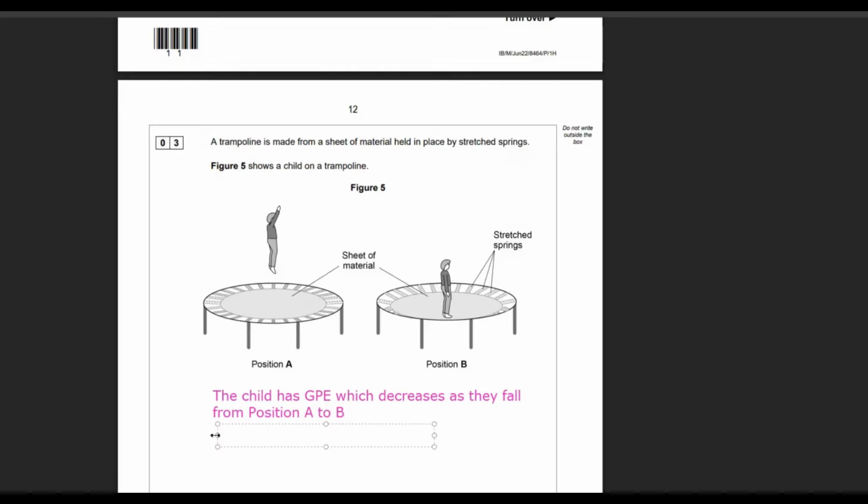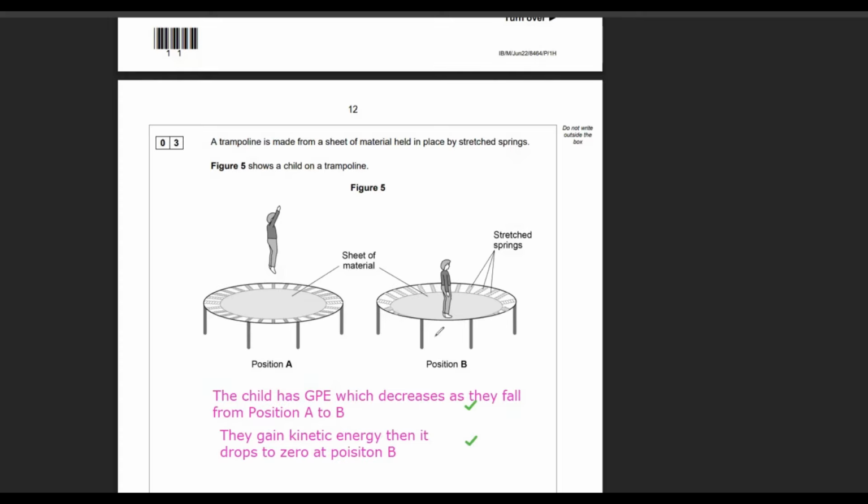Now, as they fall, imagine you drop something. It's moving. What do we call the type of energy that's moving? So we're going to say they gain kinetic energy at first, but then when they hit position B, they've stopped when it gets to the bottom of the stretch. So the kinetic energy goes to zero. So we're going to say they gain kinetic energy, then it drops to zero at position B. Okay. And that's the 2 marks for the bit to talk about the child.